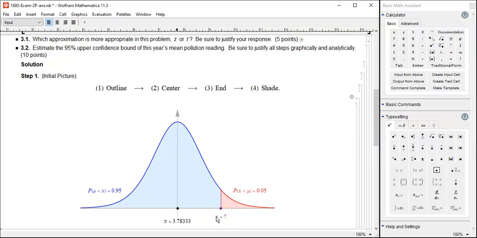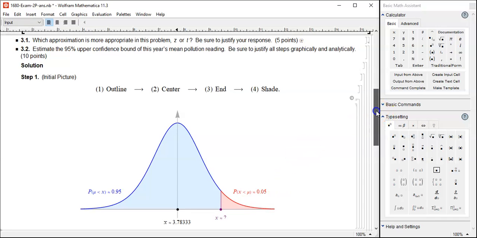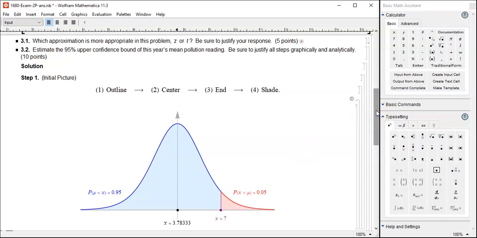So instead of 2.5%, we have to work on 5%. That's the fundamental difference. So for 95% confidence interval, we have to work on 2.5%. For 95% upper confidence bound, 5%. Same goes for lower confidence bound, 5%. It's just right-hand side or left-hand side.